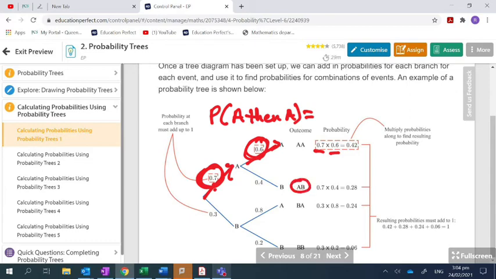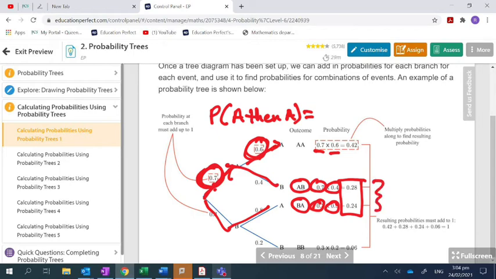But how about this one? AB and BA. I can get AB and I can get BA. So how many of them give me that combination? 2 of them, right? So it's 0.7 times that, 0.3 times that, and you get 2 probabilities that work. So we need to talk about what to do there. If two branches give you the probability, you'll still multiply across to find the number you need, but then what you're going to do is add the 2 together.